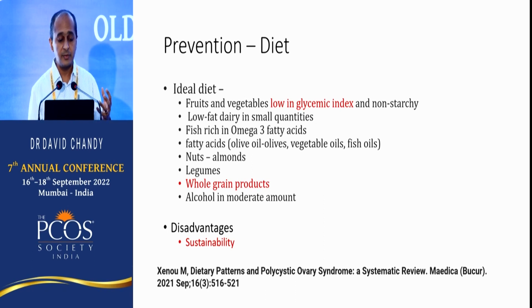Again, the vegetables should be low in glycemic index. So if you're talking about vegetables which have high glycemic index, they are your potatoes and your sweet potatoes. Those are the ones that you need to keep out of your plate. All the other vegetables are quite good.